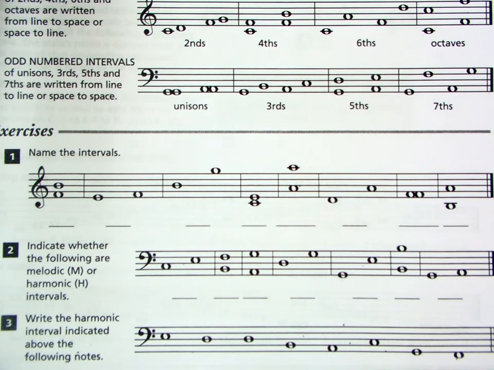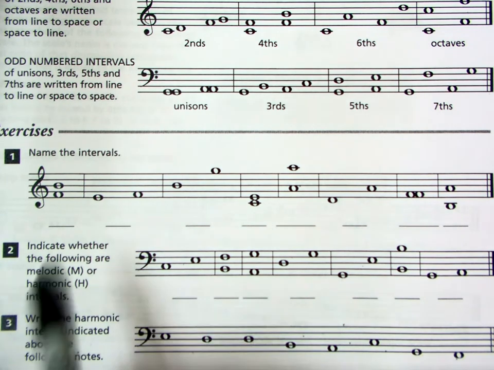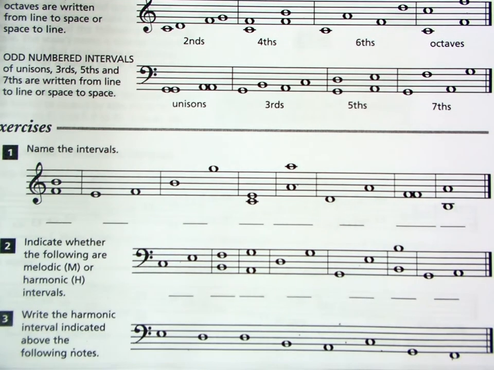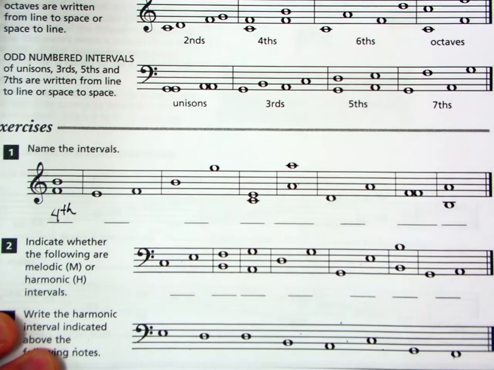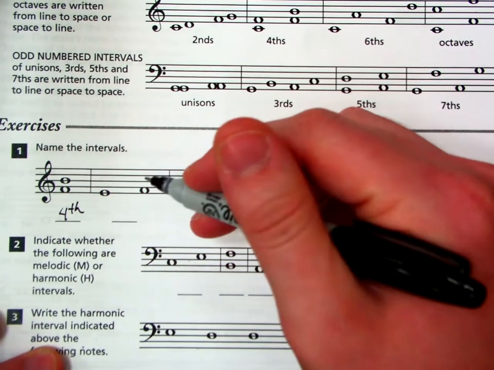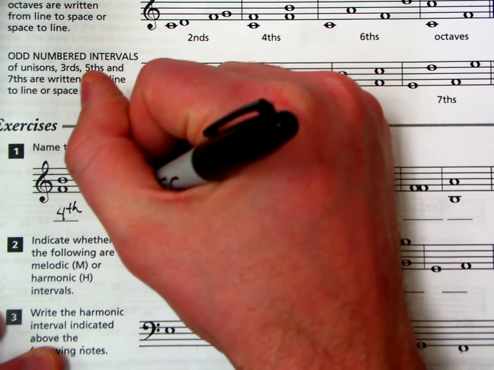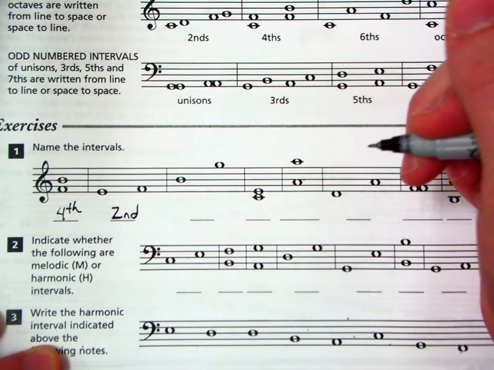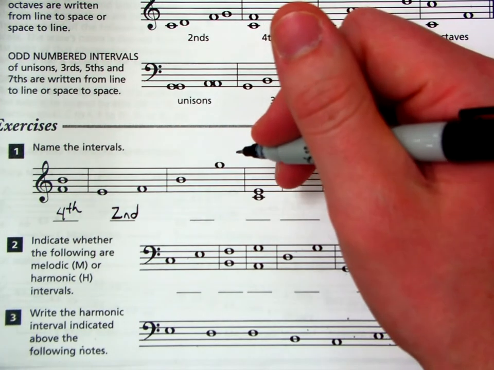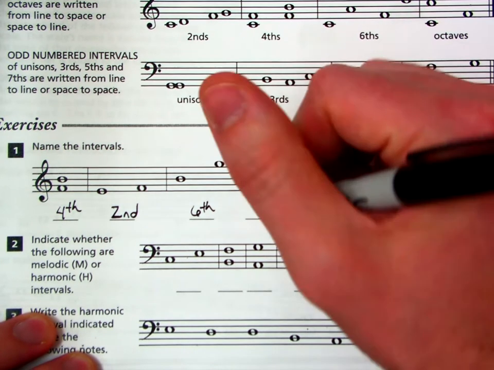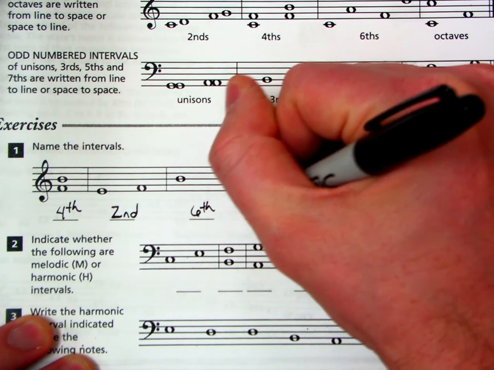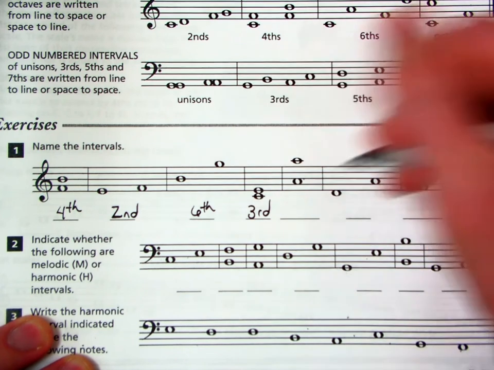Question 1 says to name the intervals. So we want to go distance from bottom to top. F to B, if you count on your fingers, F is 1, F, G, A, B. So this is a fourth. Right, some kind of a fourth. Right here, E to F, that's some kind of a second. B to G, B, C, D, E, F, G, some kind of a sixth. No shame to count. C to E, some kind of a third.